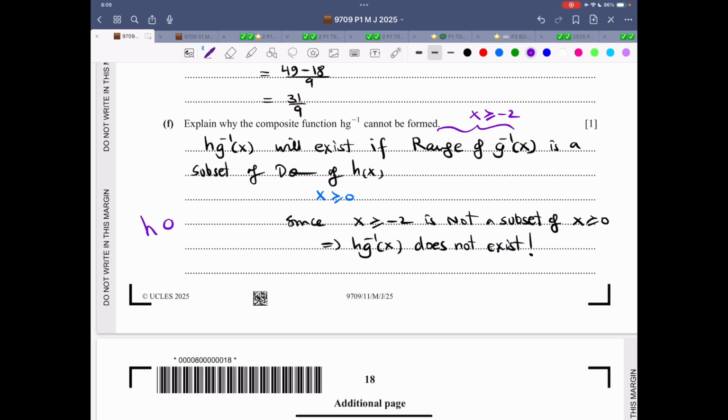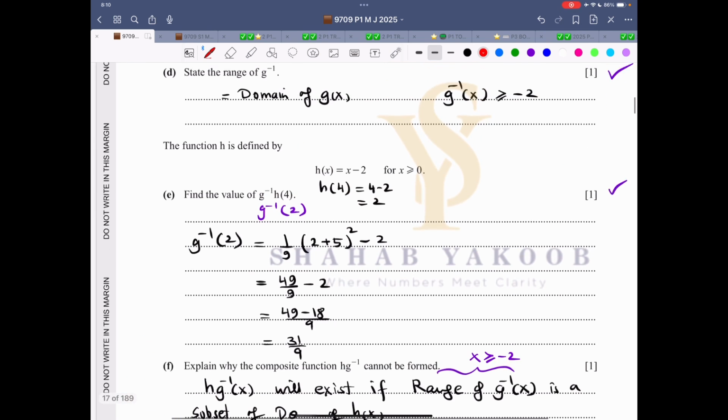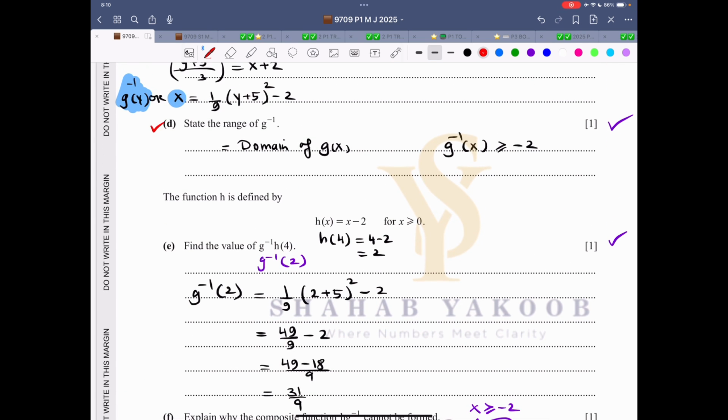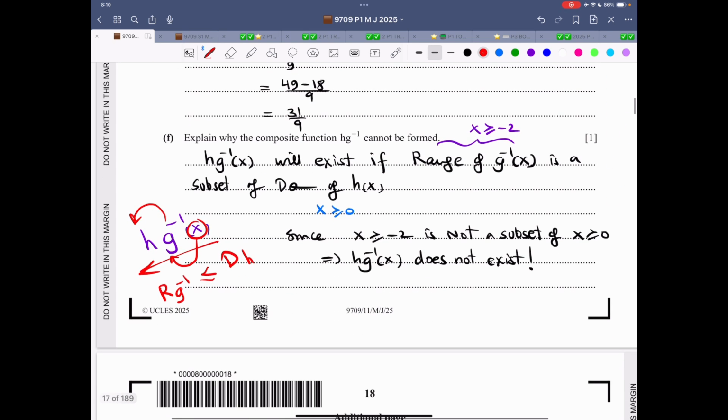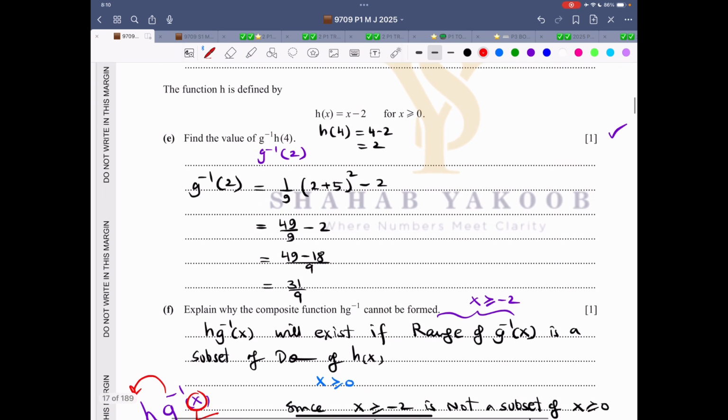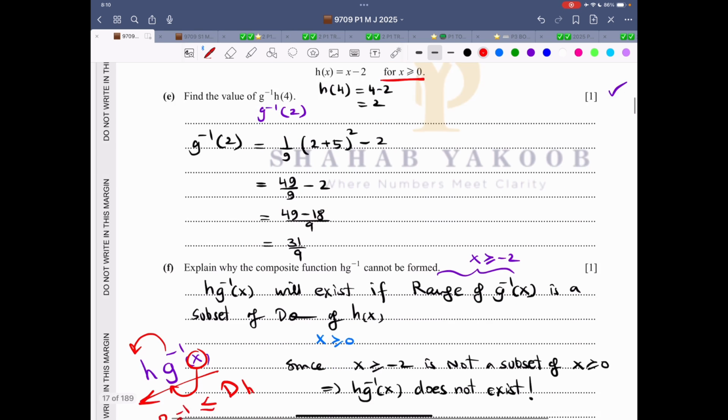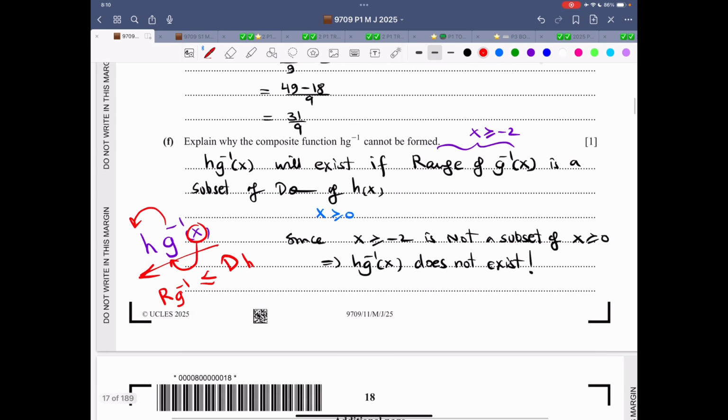So hg inverse of x, what it means is that we go in this order. We have this x, it goes inside g inverse, whatever comes out goes inside h. So the range of g inverse should be less than or equal to the domain of h. Do we have the range of g inverse? There it is. That is this thing over here. And do we have the domain of h? Yes, we have it. So x is greater than or equal to -2.